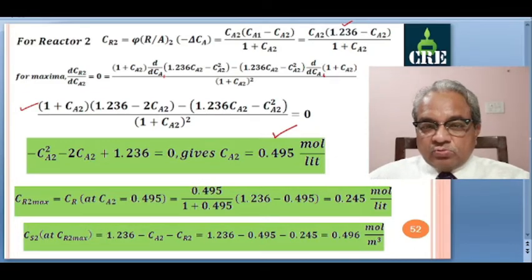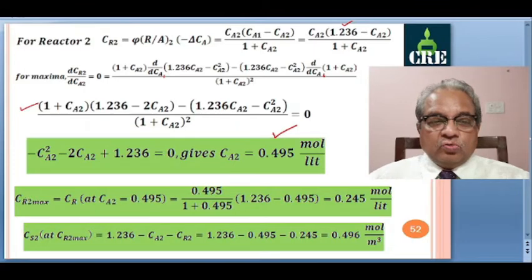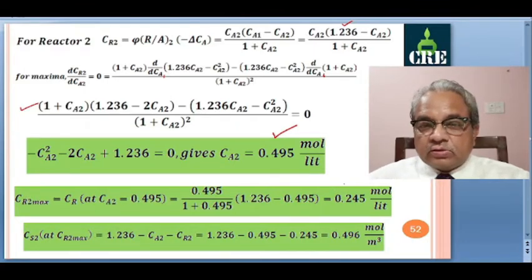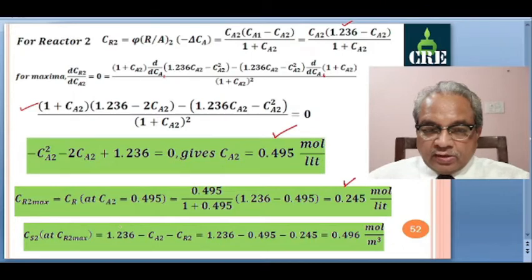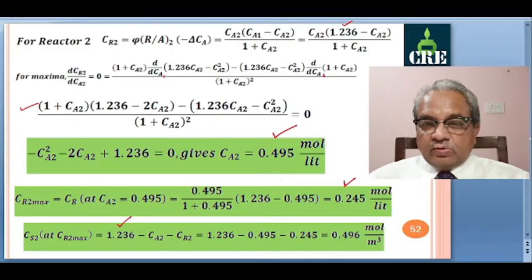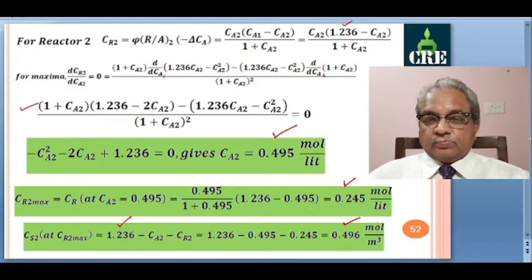So CR is maximum at this value of CA2. This value we get is CR2 maximum, and this is 0.245. Coming out of the second reactor, CS2 will be what is entering the reactor, this 1.236, and CA2 and CR2 you subtract, and finally you get 0.496.